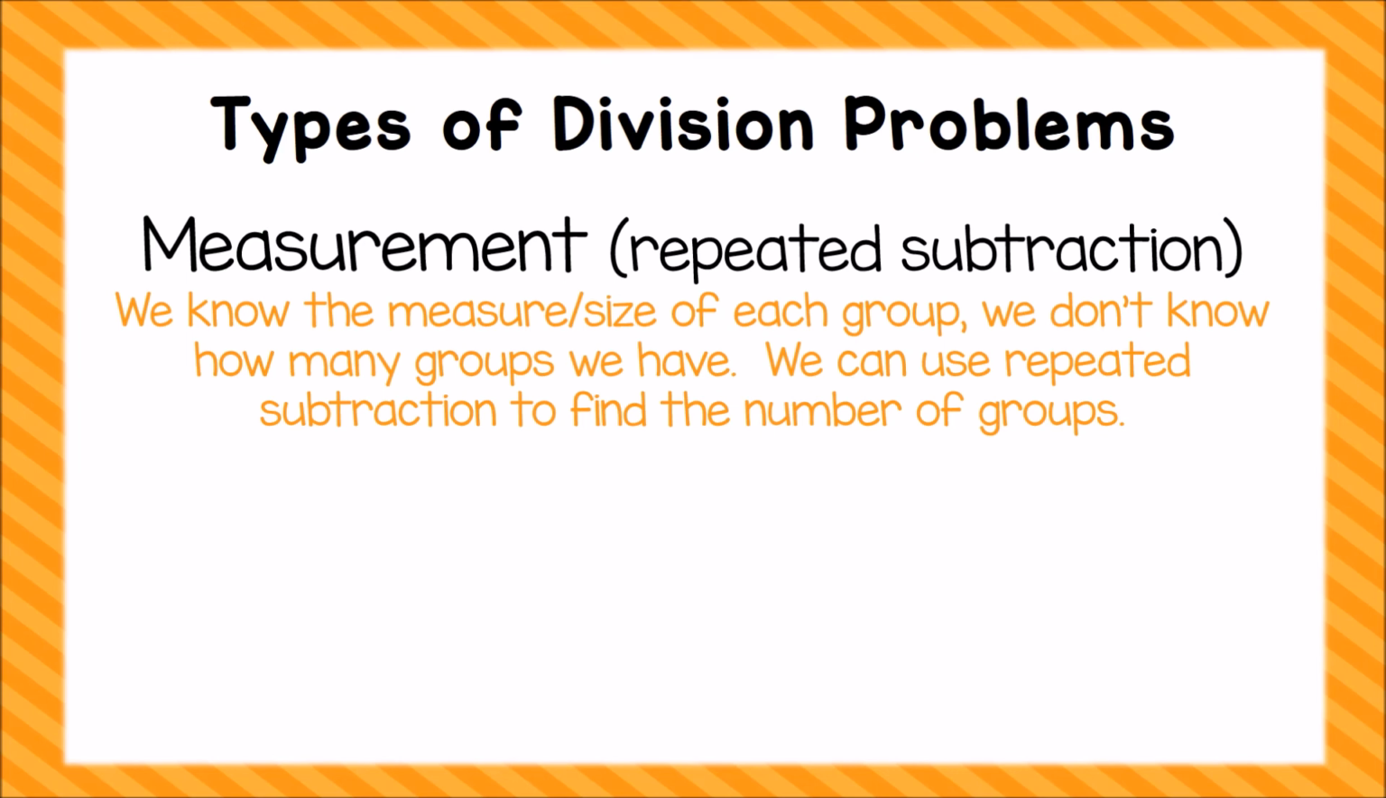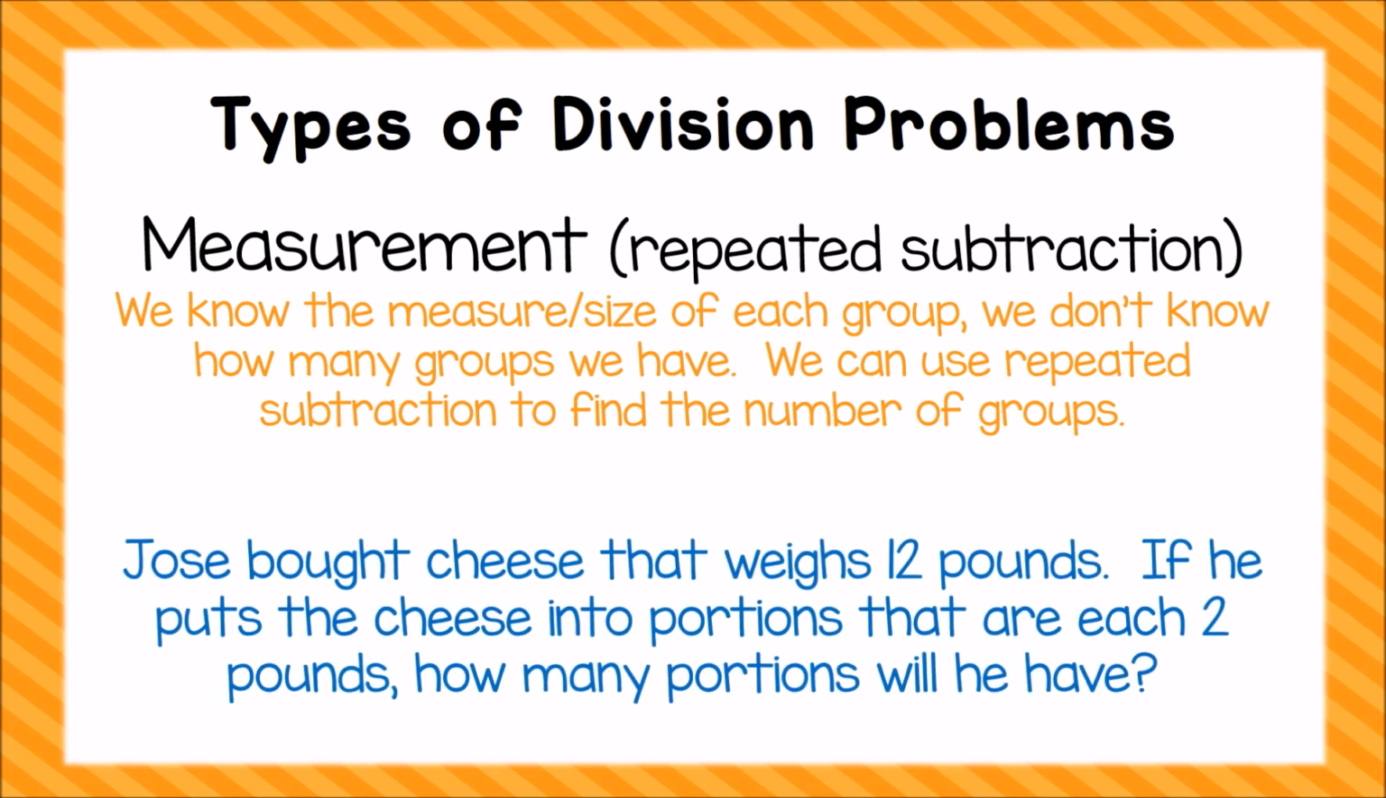Let's take a look at a whole number problem, and then we will take a look at a fraction problem. For this problem, it says Jose bought cheese that weighs 12 pounds. If he puts the cheese into portions that are each 2 pounds, how many portions will he have? So he knows the size of each portion he wants to make. He just doesn't know the number of portions he can make. Now, this exact problem was on our week 2 quiz. It was just involving different numbers.